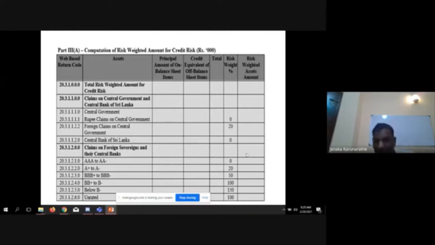These risk weights may be different in some other countries, but generally they are in line with Basel. There may be slight differences among different regulators. Sometimes it may be higher in certain countries, but it's more or less in line with the Basel requirement.